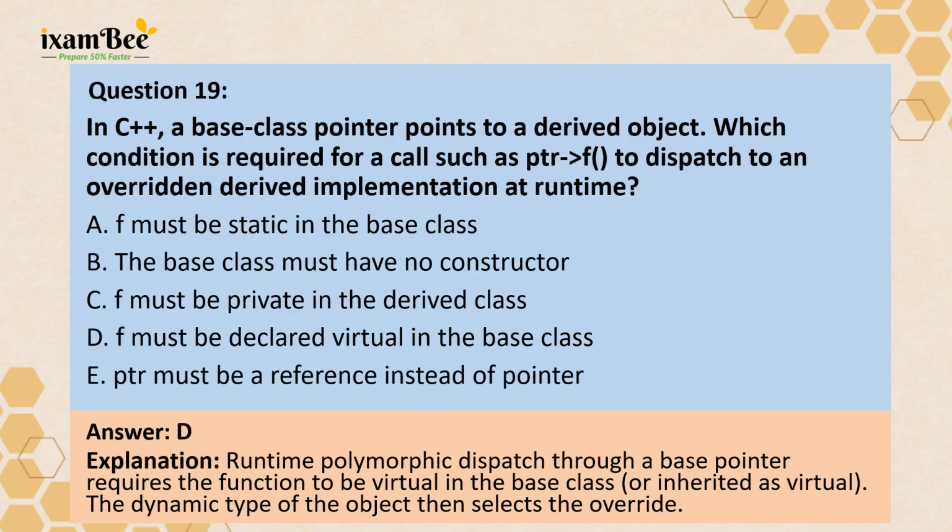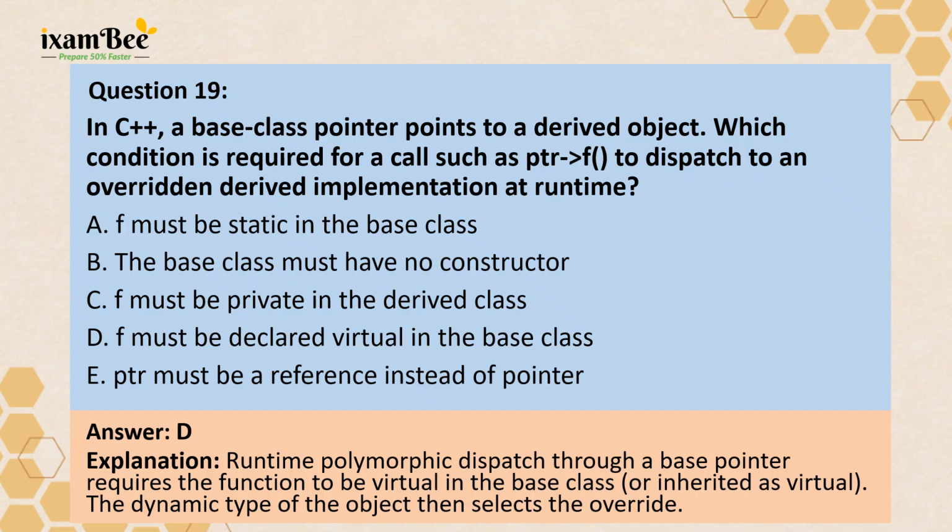This is the classic runtime polymorphism setup. A base class pointer holding the address of a derived object. By default, C++ resolves function calls statically based on the pointer's declared type, meaning it would call the base class's version of f regardless of what the pointer actually points to.